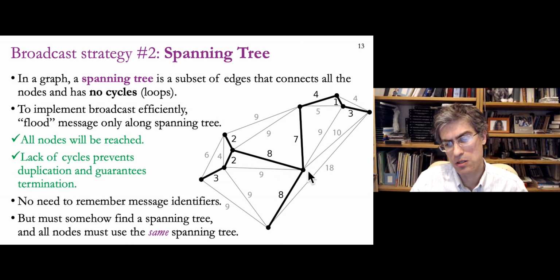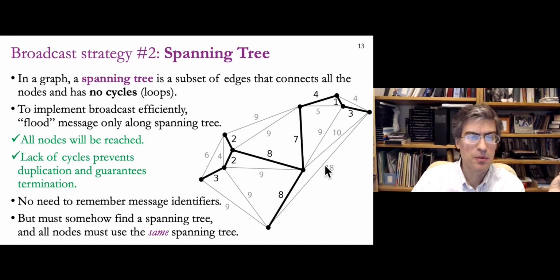And this would reach all the nodes. There would be no possibility of looping because the tree doesn't have any loops. And it's efficient, right? Because there's no duplication of delivery. So in a sense, the best way to broadcast a message is to use a spanning tree.